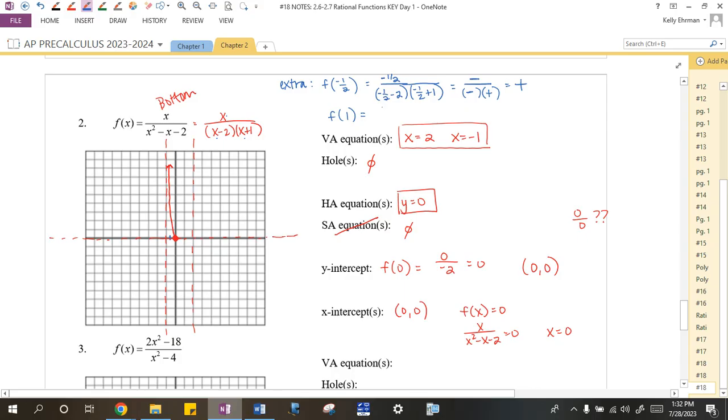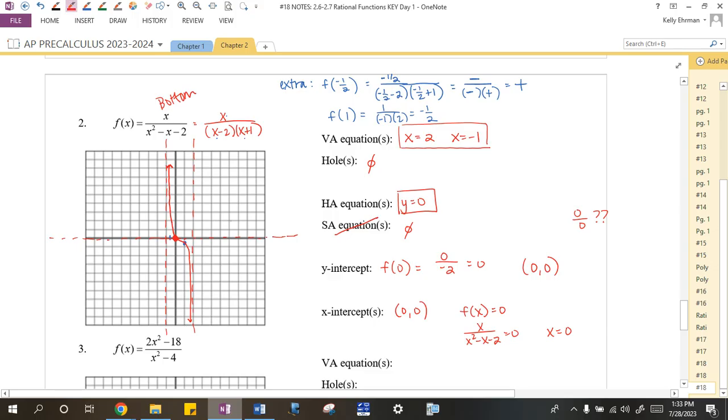If I plug in 1, I get 1 over 1 minus 2 over 1 plus 1. It's -1/2. So I can plot 1, -1/2, and do something like this. The only time I don't really bother with the actual height is when it's a fraction. Does it matter where I plot this point if I know that whole space is going up? Not really, but here I kind of like to see that there's this bend.